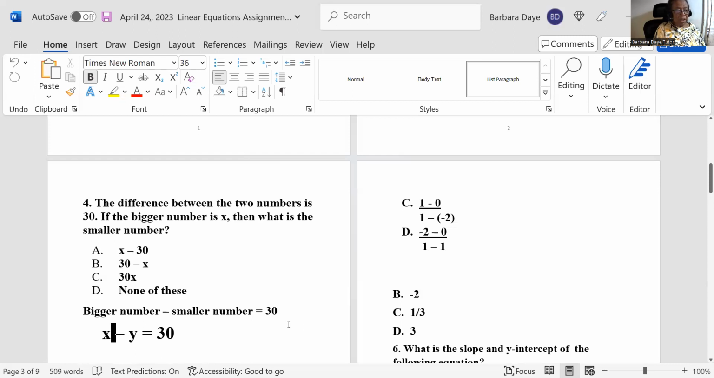So if you put it in words like this, the bigger number is x, and then the smaller number is subtracted from it. So if you want to just get the smaller number, and I put a variable on it, that would be equal to x minus 30, like Audrey said. So answer A.